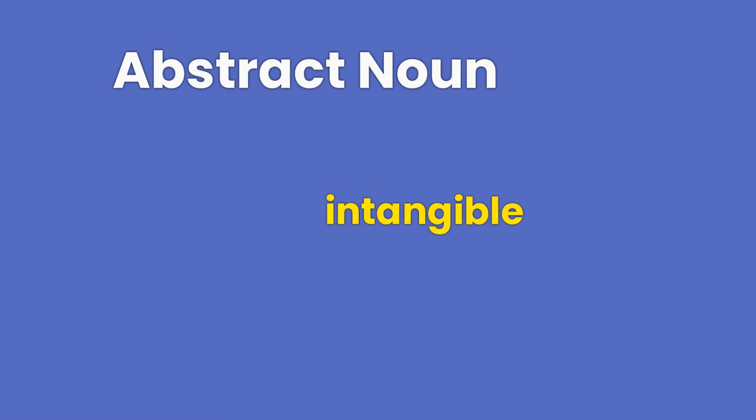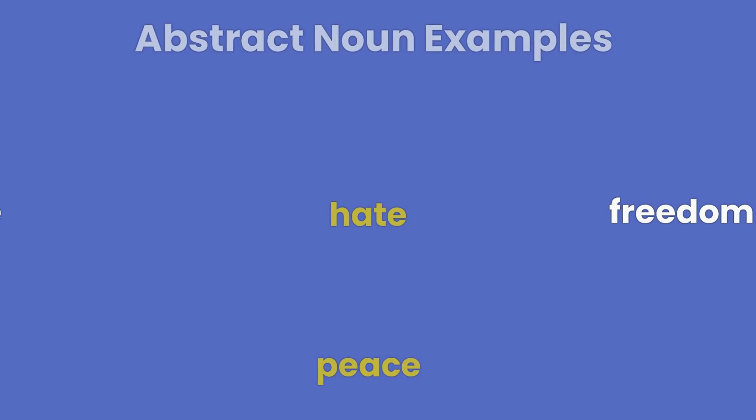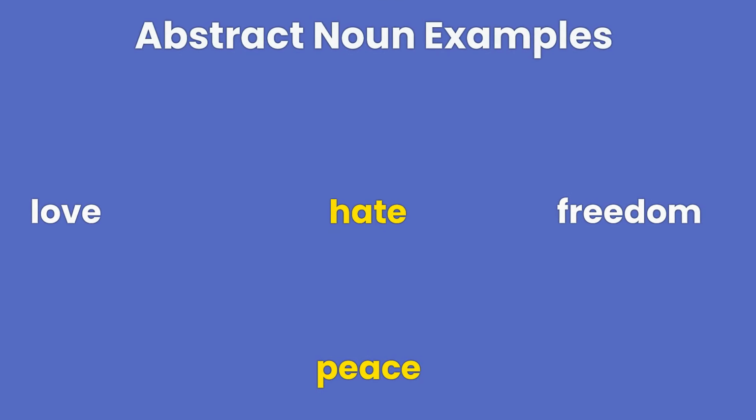Abstract nouns, on the other hand, refer to concepts, ideas, or emotions that cannot be physically seen or touched. They are usually intangible and difficult to identify in a sentence. Examples of abstract nouns include love, hate, freedom, and peace.